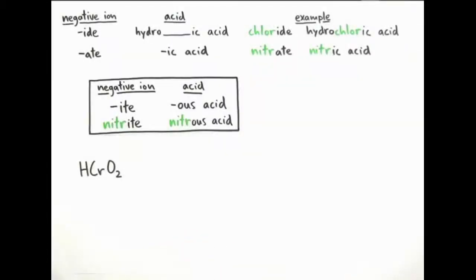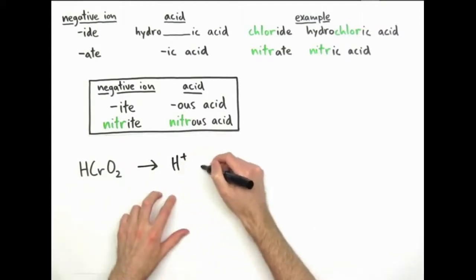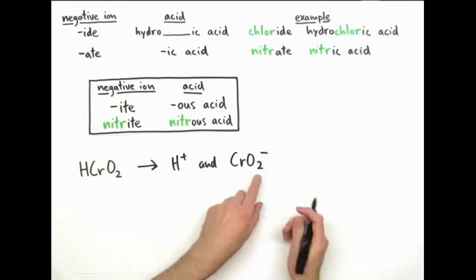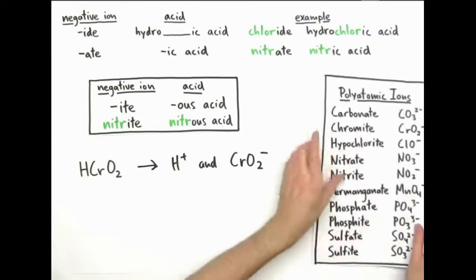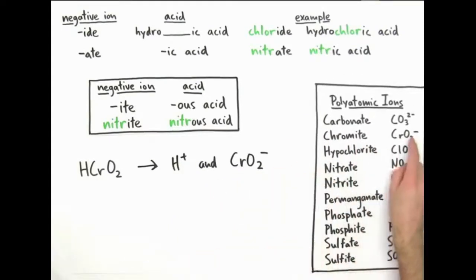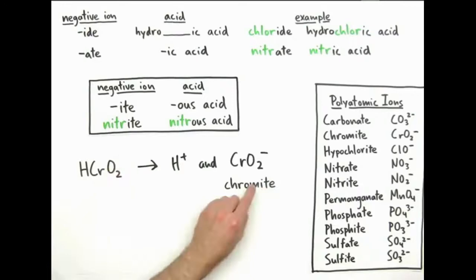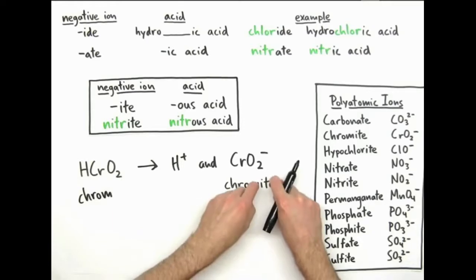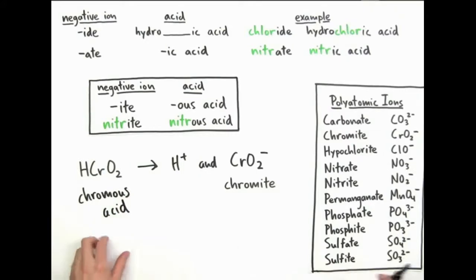Here's one more example of how we do this naming with ITE. We have this acid here. We break it apart into H plus, and then everything else, which is going to be CrO2 with a 1 minus charge to balance out the 1 plus charge. The name of this negative ion, CrO2 1 minus, is chromite, which means that the name of the acid that contains it is going to be chrom. I take off the ITE, I replace it with OUS, and then I add acid. So it has chromite in it. We call it chromous acid.